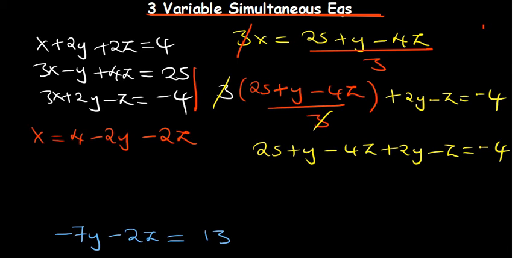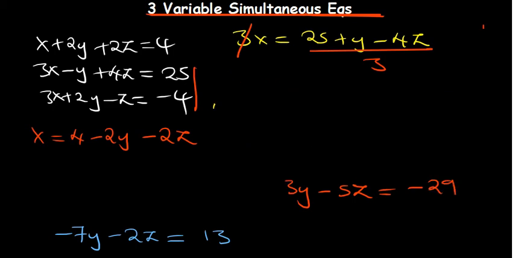Okay? Any like terms here? So we have 25 and negative 4, so we'll subtract 25 from both sides. Okay? And then y plus 2y is 3y. Negative 4z minus z is minus 5z. And negative 4 minus 25 is negative 29. Okay, so we now have two simultaneous equations.